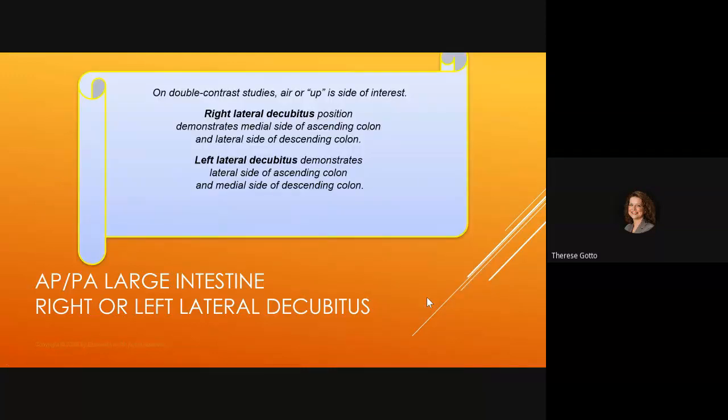On double contrast studies, air or up is the side of interest. In the right lateral decubitus, we're laying on the right hand side. We are going to be looking at the medial side of the ascending colon and the lateral side of the descending. So just picture your patient in the right lateral decubitus, and the up side is the side we're looking at. Since they're laying on their right side, we're going to be looking at the medial side of the ascending and the lateral side of the descending. Reverse is true for the left lateral decubitus.